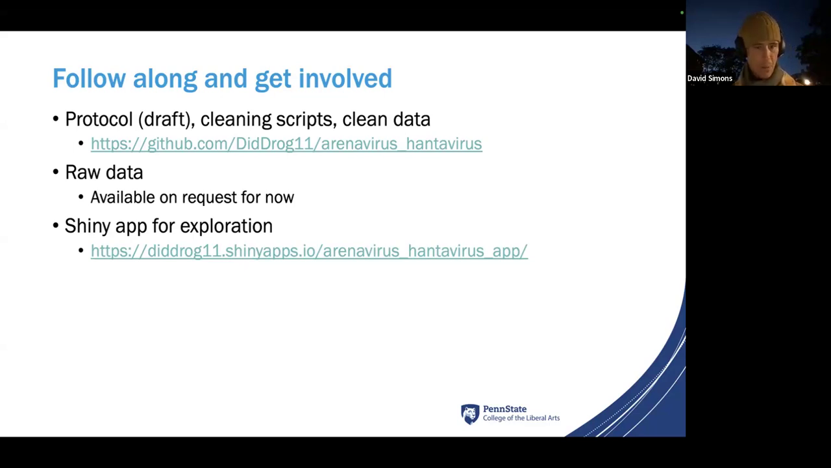And there's an app which I just updated today, and it should work, which can be used to explore it in a bit more depth if any of this has got you interested. And I will end there.